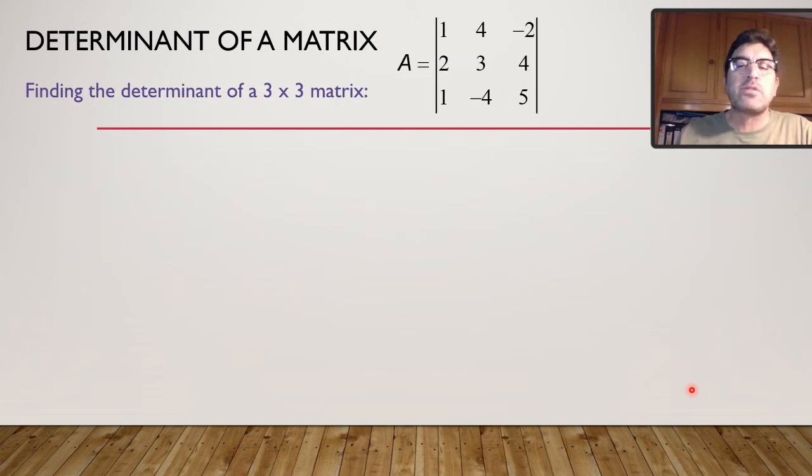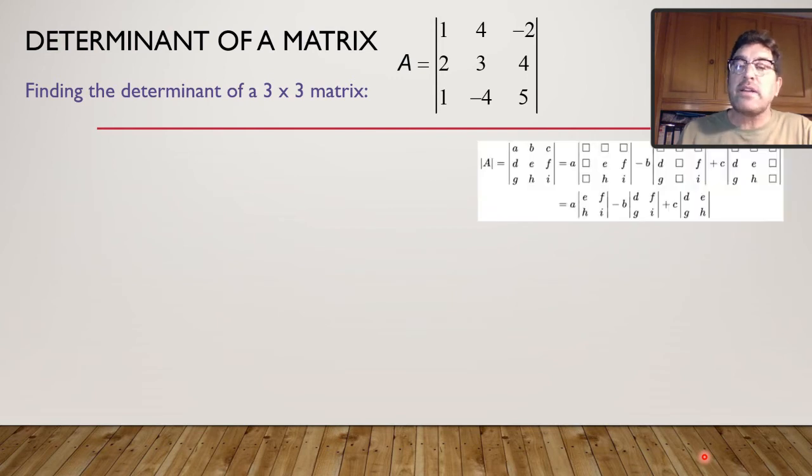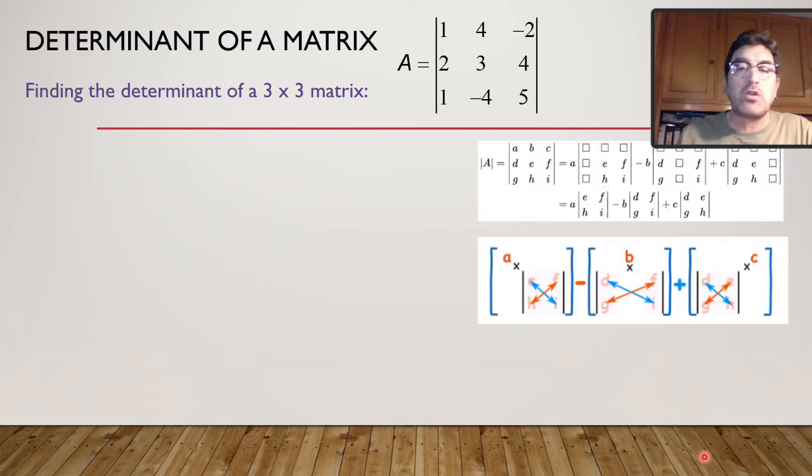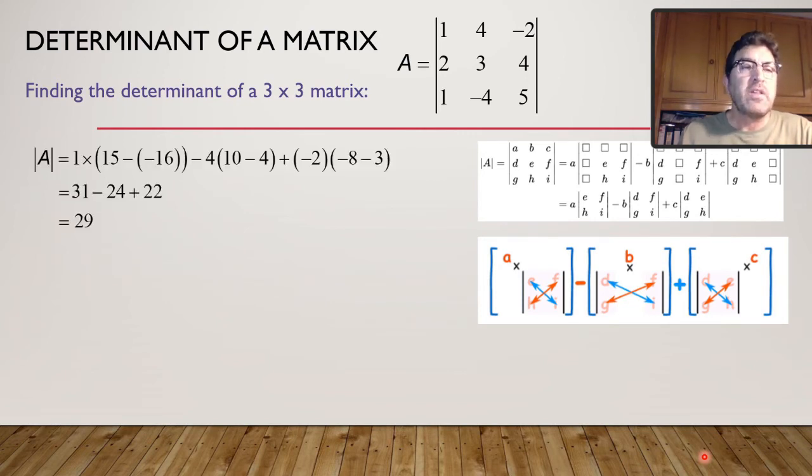Now let's see how this works. We're going to find the determinant of that 3 by 3 matrix. Now that's the form of what we work with. So it's A multiplied by the determinant of what's left, B multiplied by the determinant, and C. That's the form of what we're going to do. So if we do that, it is 1.